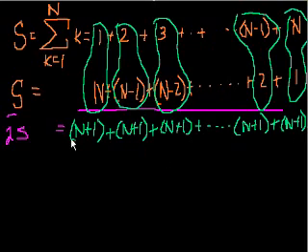So my question to you is, how many of these n plus 1s are there? Well, there are n of them, right? Each n plus 1 corresponds to each of these terms. So there are n of these. So instead of just adding n plus 1 n times, we could say that this is just n times n plus 1.